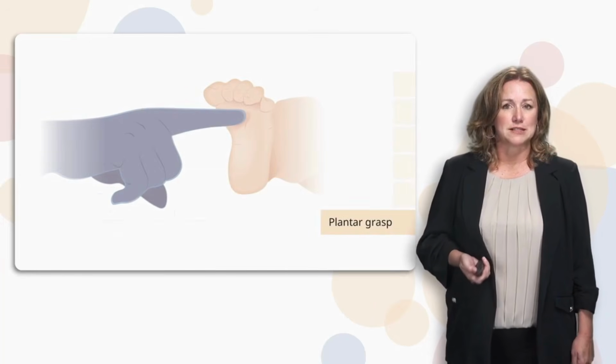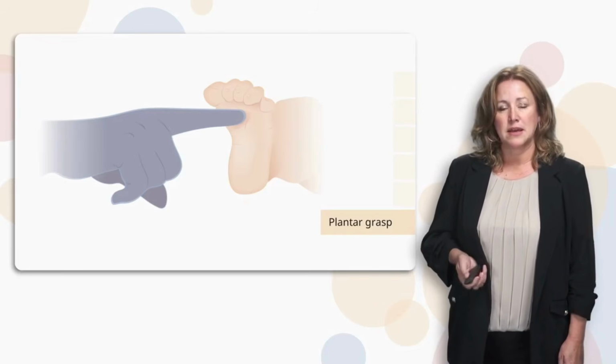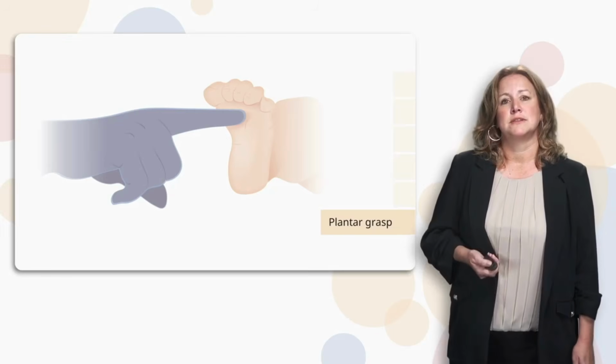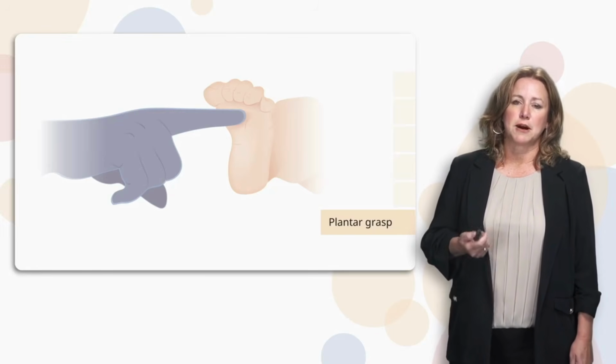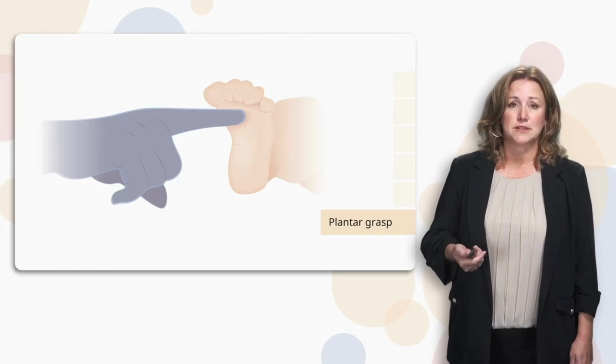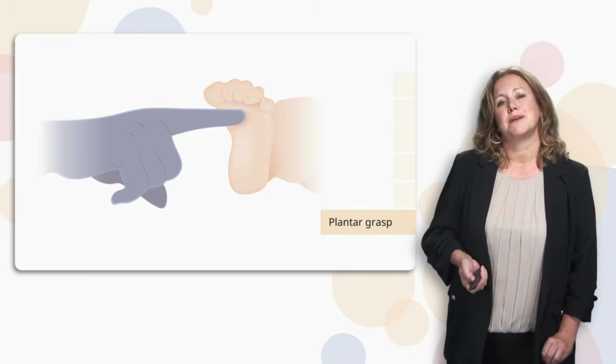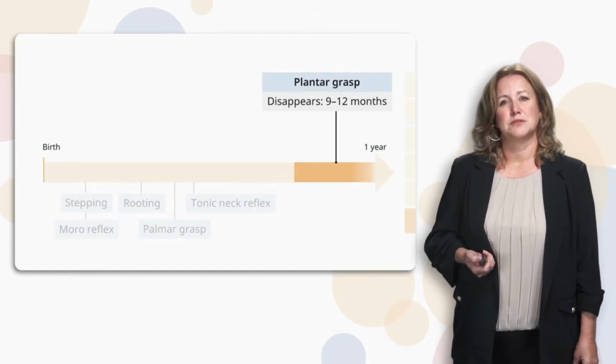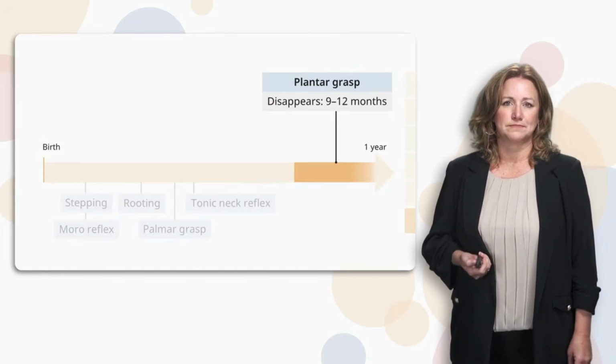The plantar grasp is the last one we'll review now, and that is a lot like the palmar grasp reflex, but it's with their foot. So if their foot is stroked, the bottom of it, the plantar surface, it'll also try to grasp whatever that object is that's stroking it. And that disappears towards the age of 1 year.